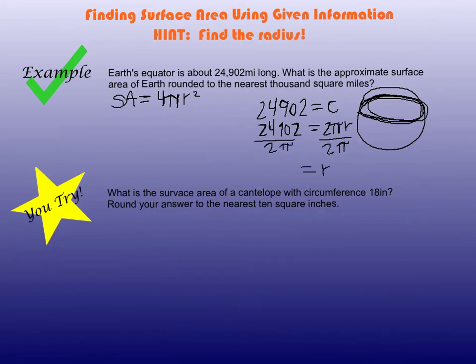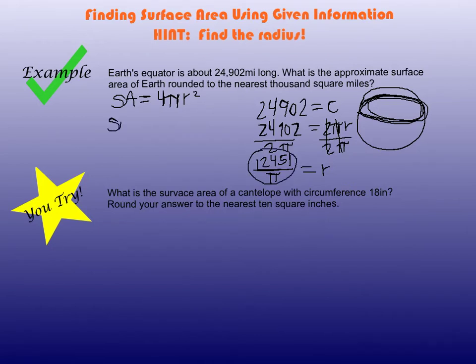So my radius, because the 2's and the pi's cancel out, is equal to, and I don't really want to put this on my calculator because I don't want to round just yet. So I'm just going to simplify by dividing by 2 and say I have 12,451 over pi. I'm going to take this and plug this in as my radius.